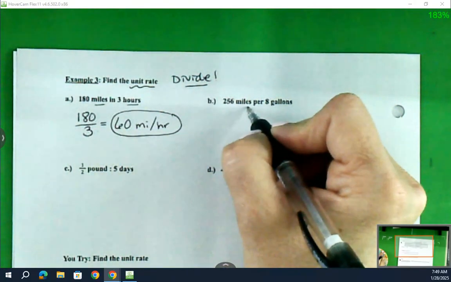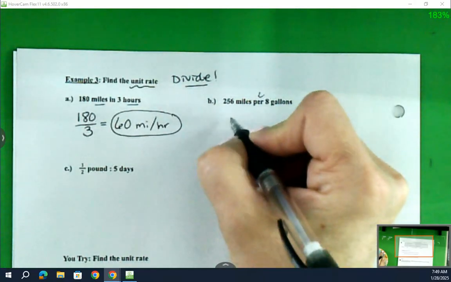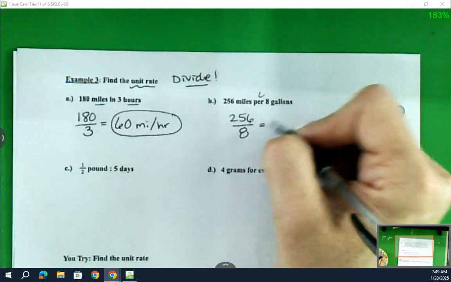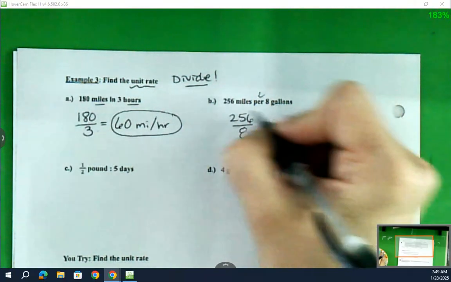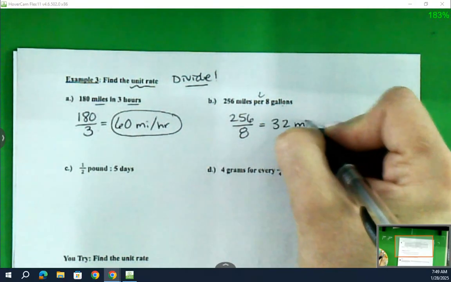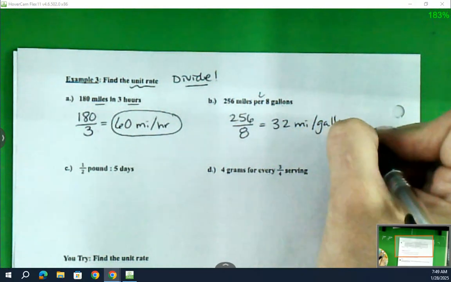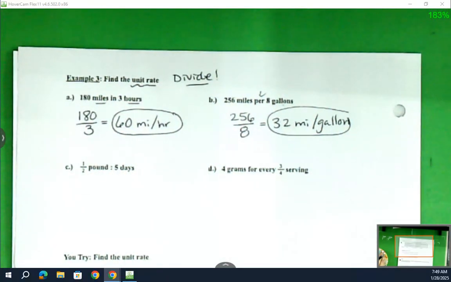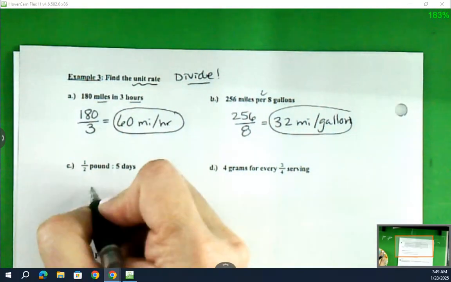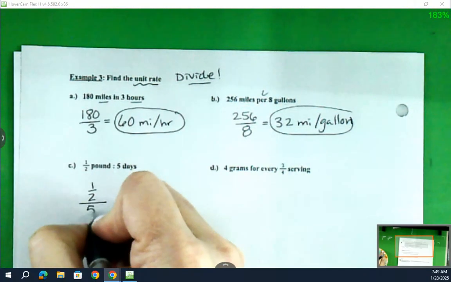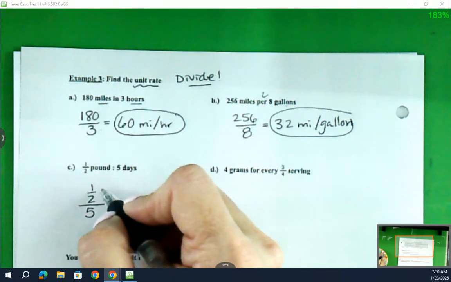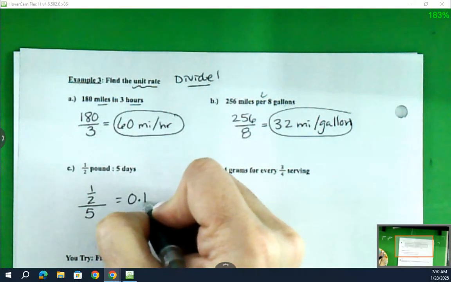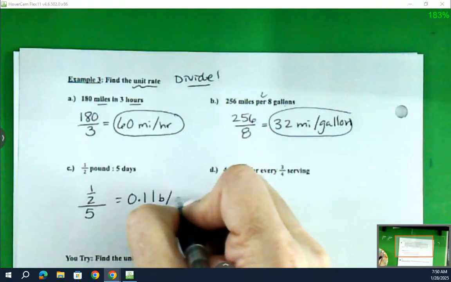Okay, here we have 256 miles per 8 gallons, so 256 divided by 8. And if we work that out, we get 32. And then, remembering your units, that's miles per gallon. Okay, part C, we have 1/2 a pound in 5 days. So we want to know in 1 day. So if we do 1/2 divided by 5, we get 0.1 pounds per day.